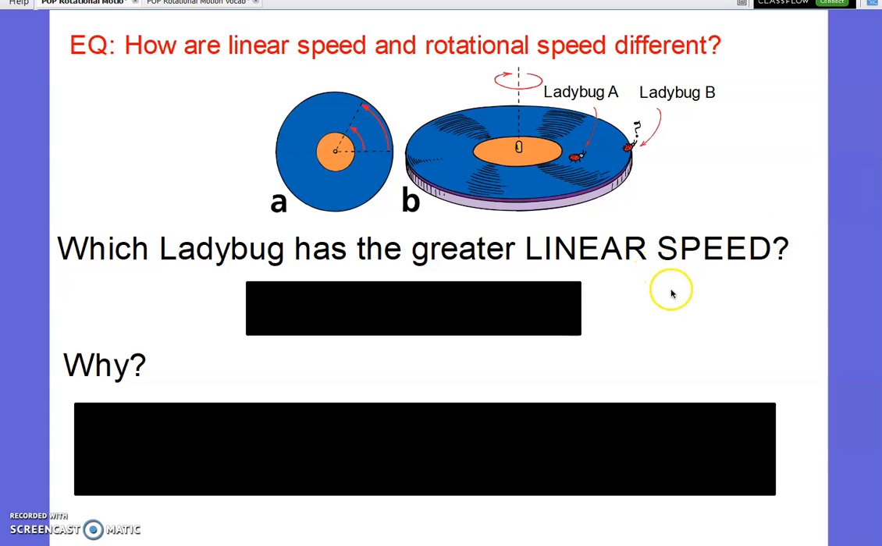Now that we know that they have different linear speeds, I want you to tell me which ladybug, A or B, will have a greater linear speed and why. Go ahead and pause the video. When you're done, go ahead and unpause and see how well you did.